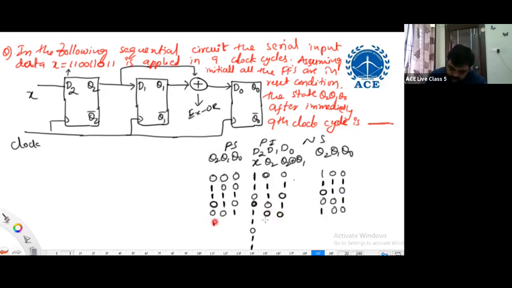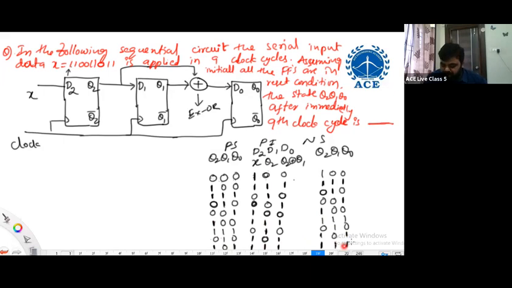1, 0, 0. Q2 is 1. Q2 XOR Q1 is 1. Next state is 1, 1, 1. Now Q2 is 1. Q2 XOR Q1 is 0. Next state is 0, 1, 0. Q2 is 0. Q2 XOR Q1 is 1. Next state is 1, 0, 1. Then Q2 is 1. Q2 XOR Q1 is 1. Next state is what? 1, 1, 1.